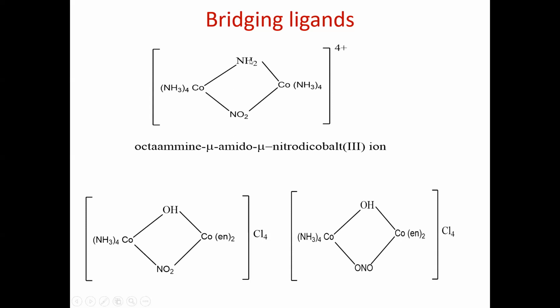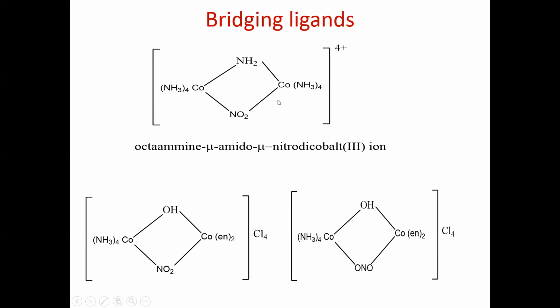So the amido, and what is this one called? Nitro. And this one is called what? Nitrito. Good. So this is a bridging ligand. It's bridging 2 cobalt complexes, and each of the cobalt has your ammonia, your amine ligand.